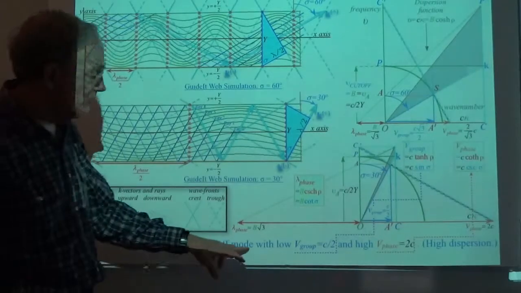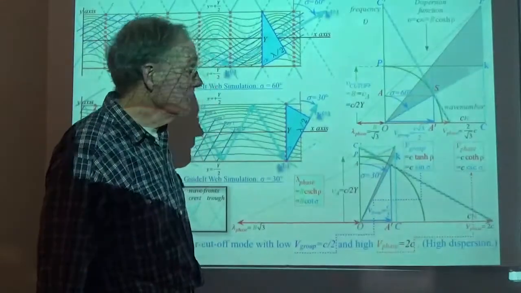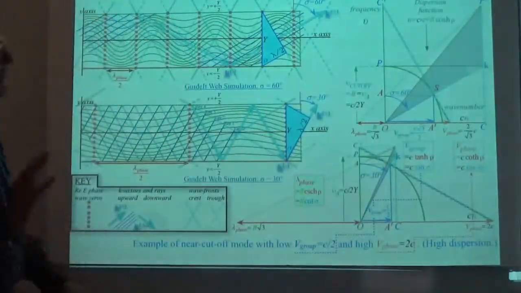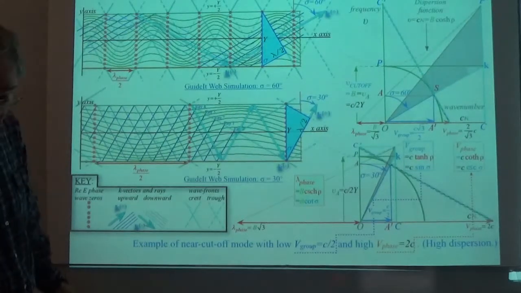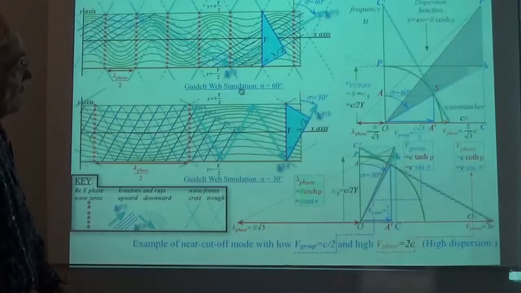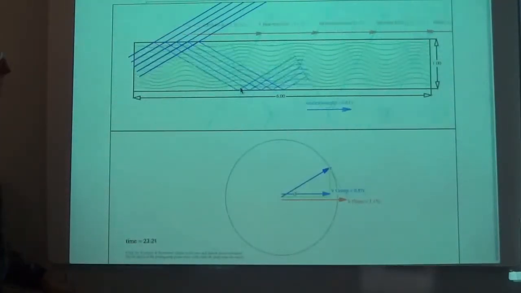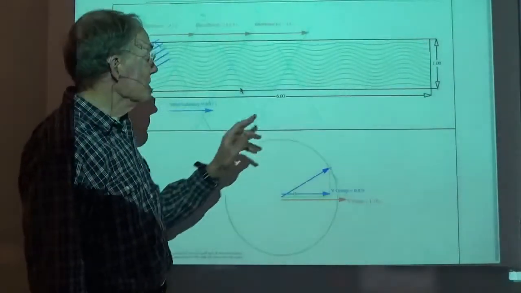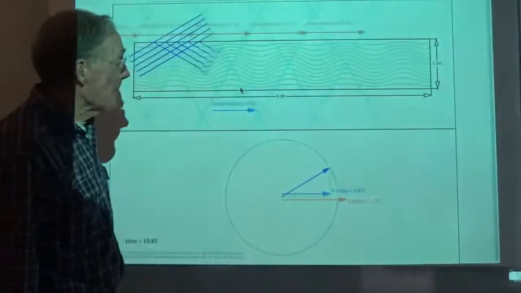Example of near cutoff mode with a low group velocity and a high phase velocity. All of those things are available on OpenSort for a waveguide, and it's really a powerful thing. And then let us go ahead and just see if we can actually see anything. There we go. Now you get an idea what group velocity is. Group velocity is a lot slower than the phase velocity. Phase velocity is outrunning it right here, you see.